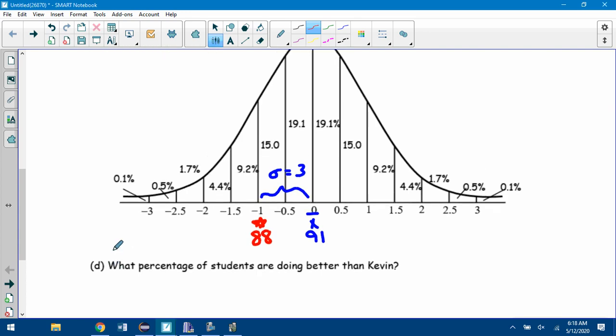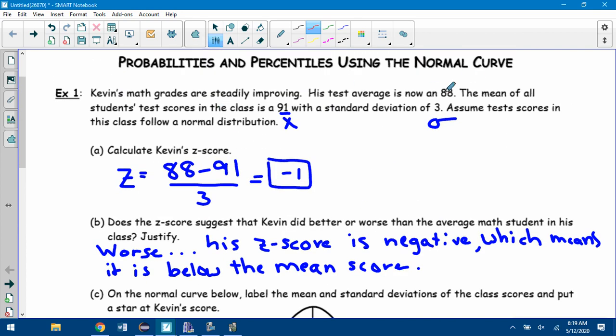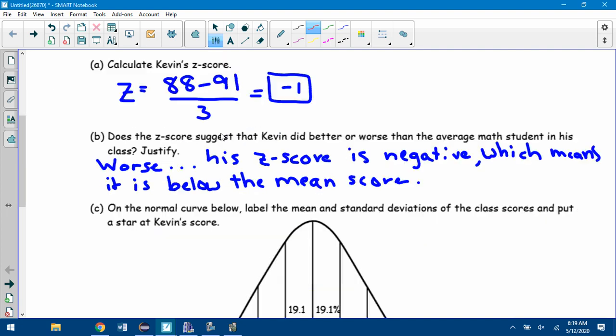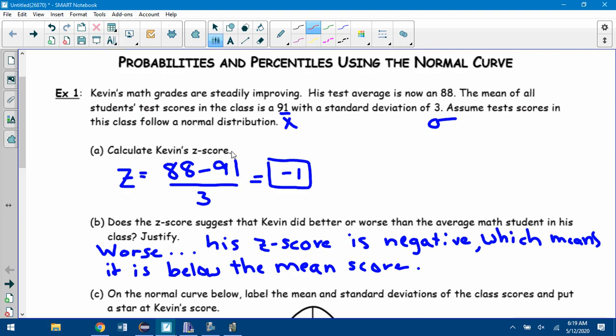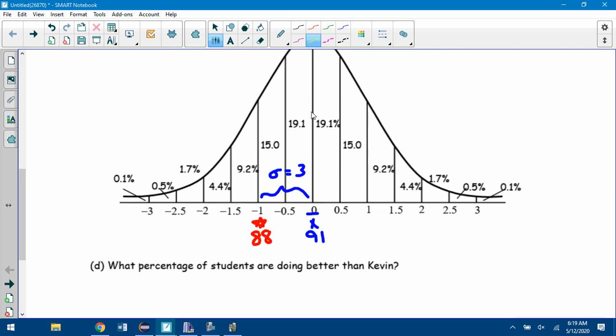What percentage of students are doing better than Kevin? Okay, well, think on this curve. And I should mention, nowhere in here does it say that this is a normal. Oh, it does. Okay, assume test scores follow normal distribution. Good. I can't use this graph unless those words are in here, where it says assume test scores follow a normal distribution. That lets you use this graph. So what percentage of students are doing better than Kevin?